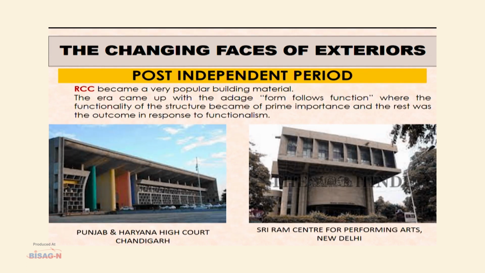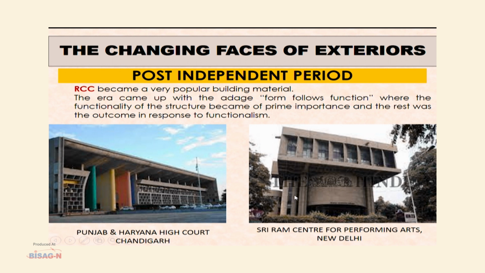With the post-independence era, RCC became a very popular building material. This era also came with the adage form follows function. So the function of the building became very, very important, and everything was an outcome or in response to functionalism. A typical example is the Punjab Haryana High Court, where we see these high columns, which is a real entry for the judges, senior judges, and it has 6 smaller courts and 2 larger courts on either side. So the function of the building was really explicit in the facade of the structure as such.